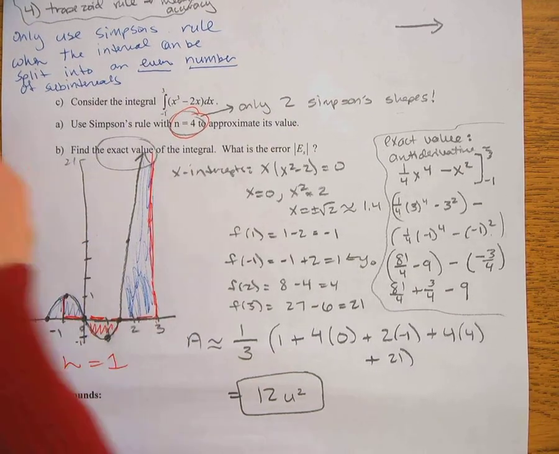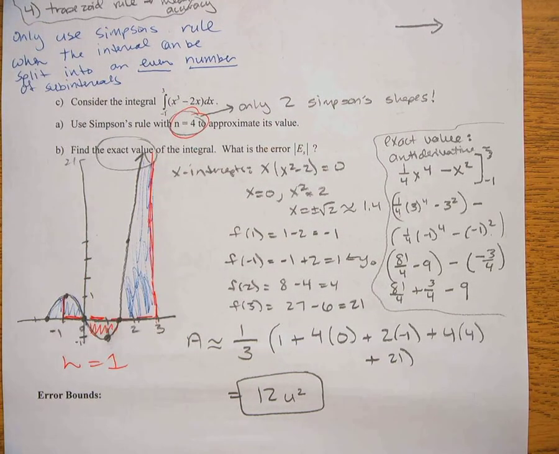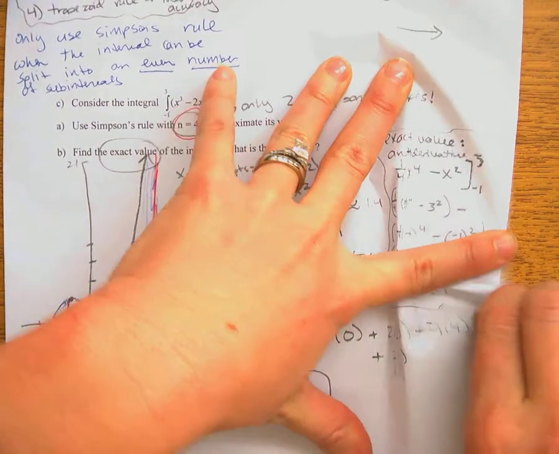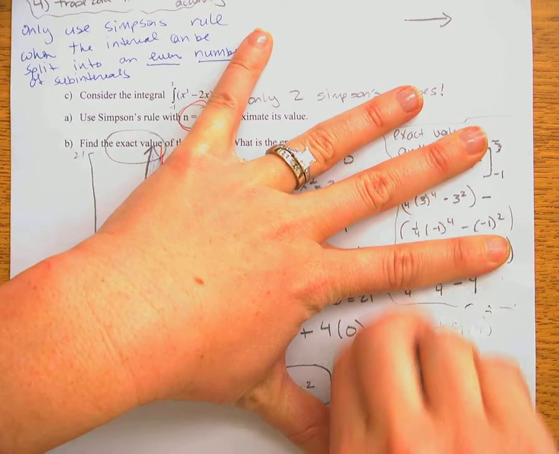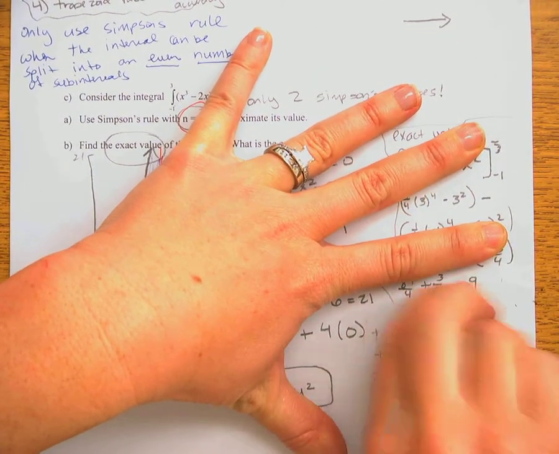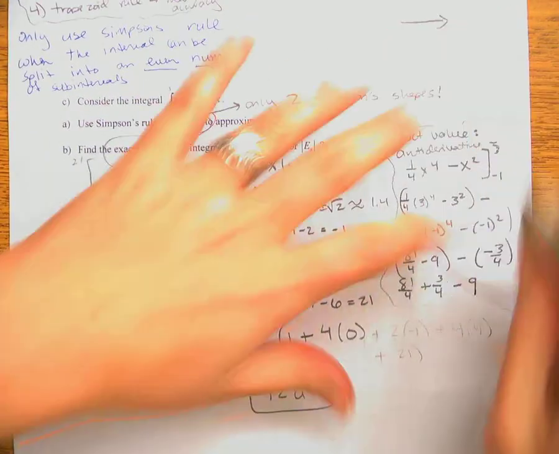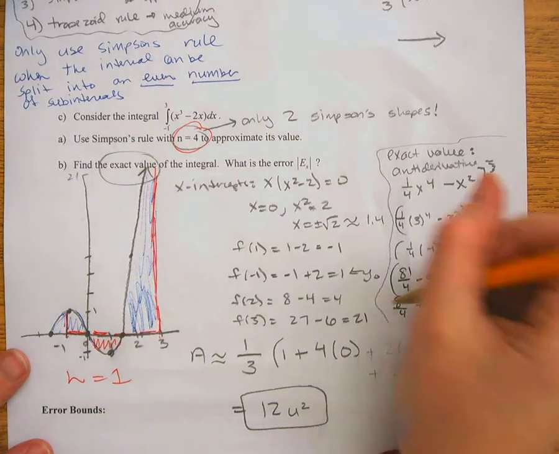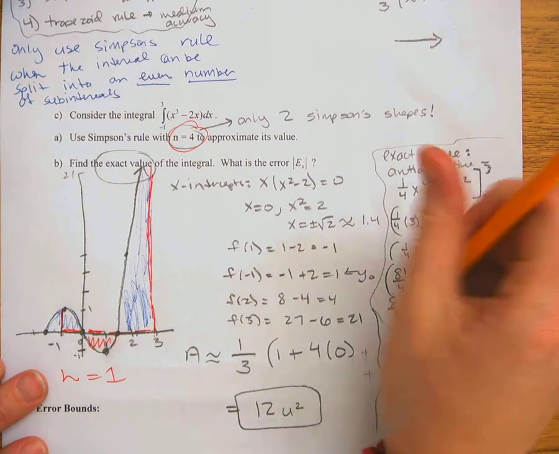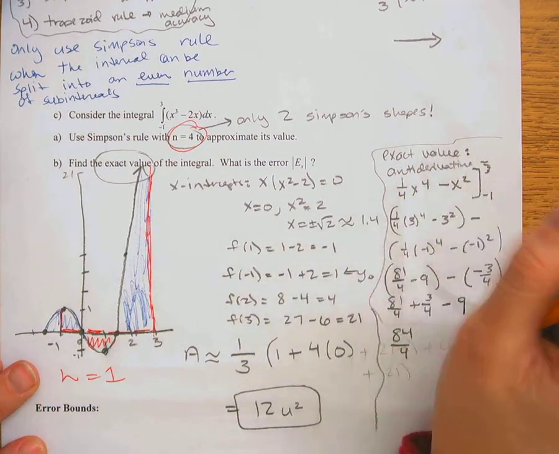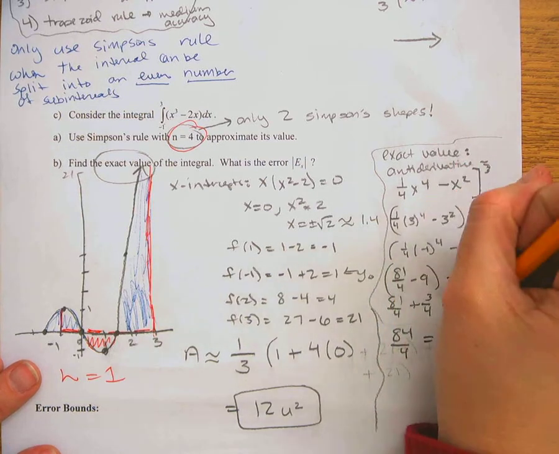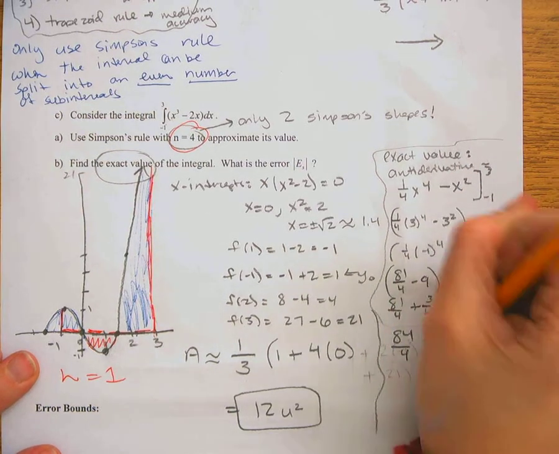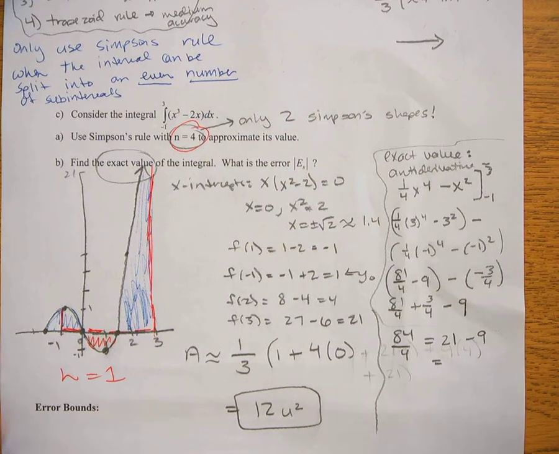I am running out of room, so I'm going to go ahead and erase this really quick. Okay, so let's extend this down here. So then that gives me 84/4, which is 21 minus 9. And so that gives me 12.